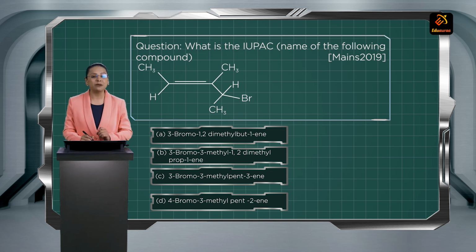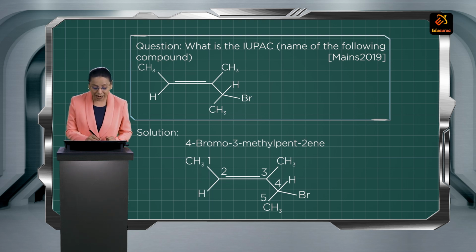Students, what is the first step? First of all, look at for the main chain. So here, from where should I start the numbering? I should start the numbering from that side, from where functional group is the nearest. But here, I cannot see any functional group. Yes, double bond is there, and we are also having a bromo substitute.